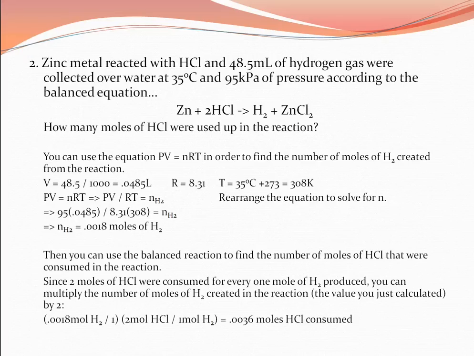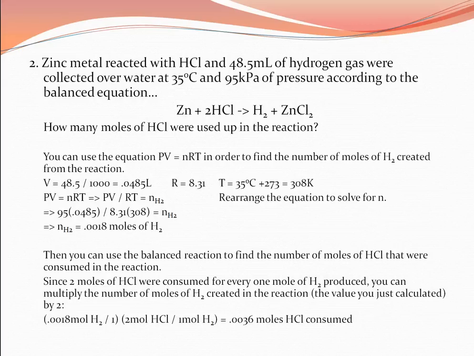Number 2. Zinc metal reacted with hydrochloric acid and 448.5 milliliters of hydrogen gas were collected over water at 35 degrees Celsius and 95 kilopascals of pressure according to the balanced equation. Zinc plus 2 hydrochloric acid goes to H2 plus ZnCl2. How many moles of hydrochloric acid were used up in the reaction?